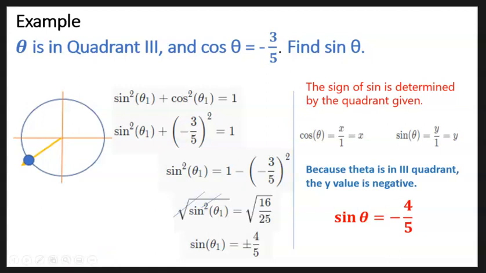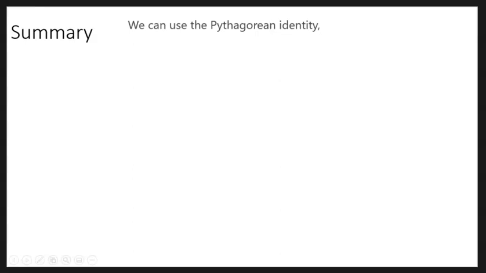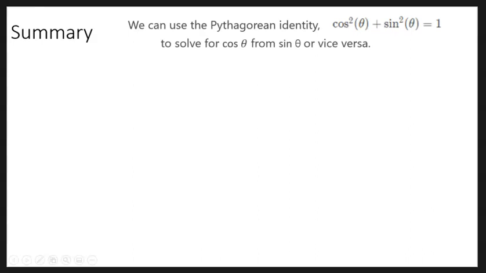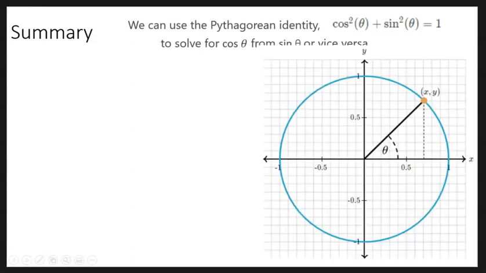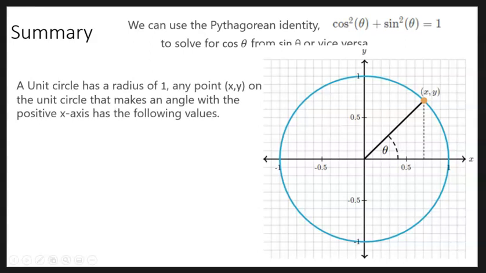Now, to summarize what we just learned, we can use the Pythagorean identity, cosine squared theta plus sine squared theta equals 1, to solve for cosine theta from sine theta or vice versa. Also, we learned that the unit circle has a radius of 1, and that any point on the unit circle that makes an angle with the positive x-axis has the following values. Cosine theta is equal to x over 1 or x, and sine theta is equal to y over 1 or the y.